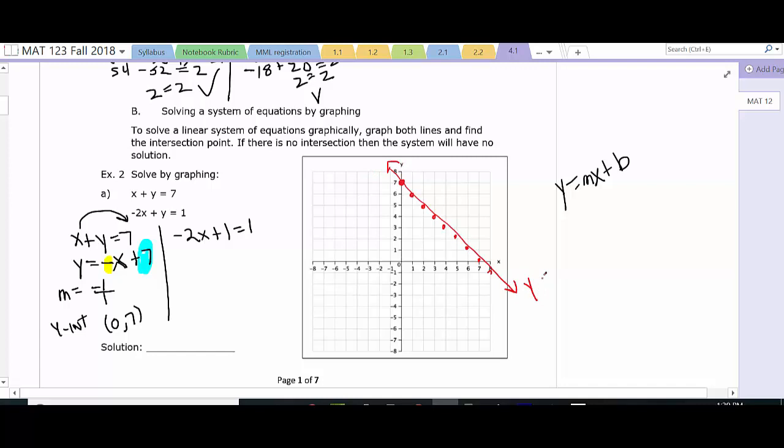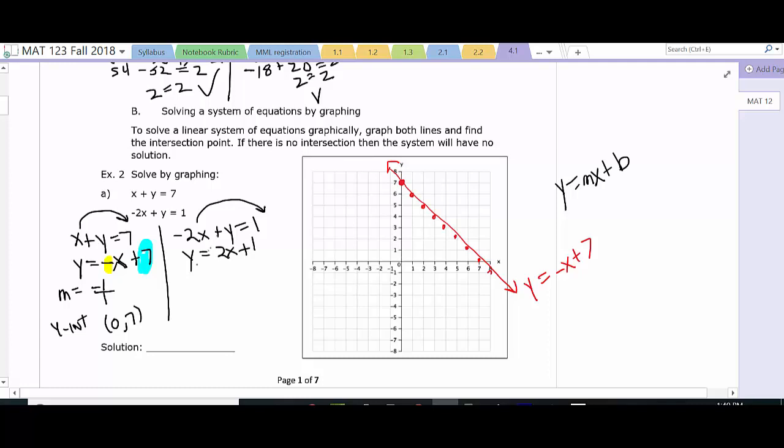So that's the graph of y equals negative x plus 7. Okay, so that's how that goes. The next one, I think I wrote this down wrong, is negative 2x plus y equals 1. So when you graph it, solve for y. We're going to move this to the other side like we've learned. So that's y equals 2x plus 1.